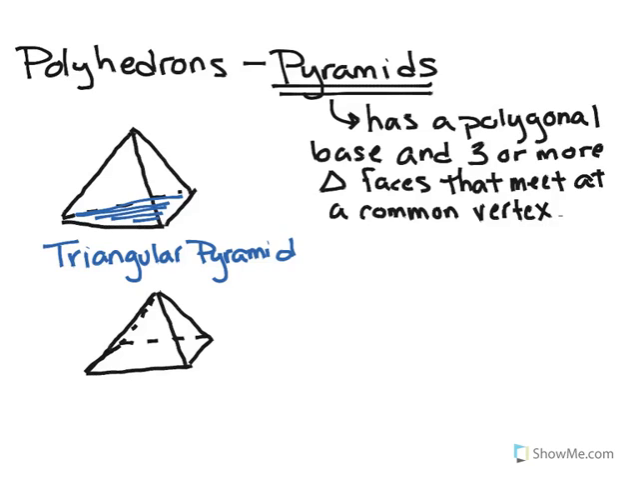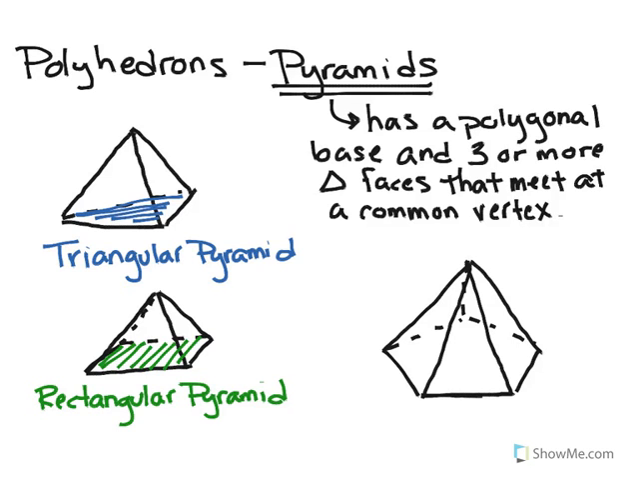So for this pyramid, if we look at its base, it indeed looks like a quadrilateral, so we are going to name this a rectangular pyramid. And the last one that we're going to take a look at, we're going to look at its base, and it looks like it has 5 sides, so therefore this is going to be a pentagonal pyramid.